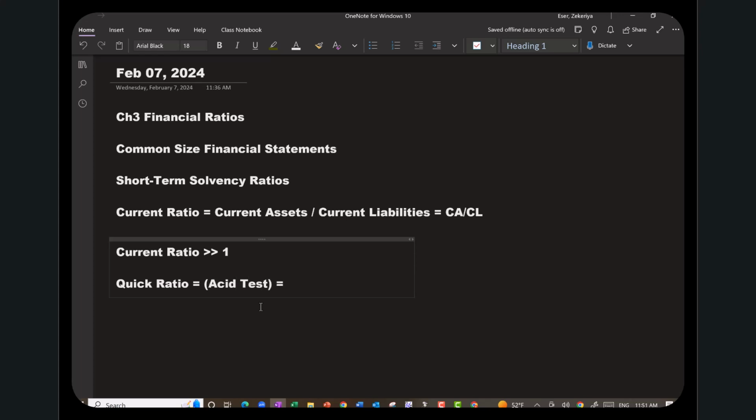It's simple. CA minus inventory over CL. Of course, in my world, inventory and inventory are the same thing.